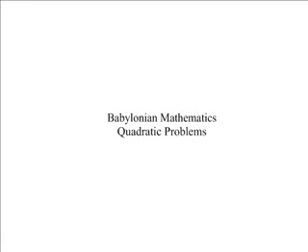Babylonian Mathematics, Quadratic Problems. Example 9.7. Solve for x if x squared plus 10x equals 4, using the Babylonian quadratic formula. So we're finally going to look at a Babylonian method for solving quadratic equations.